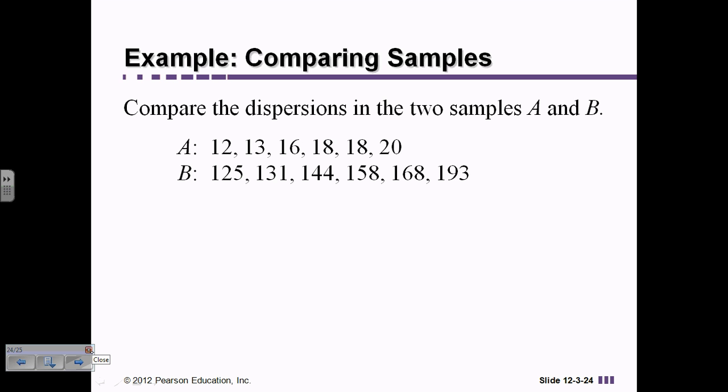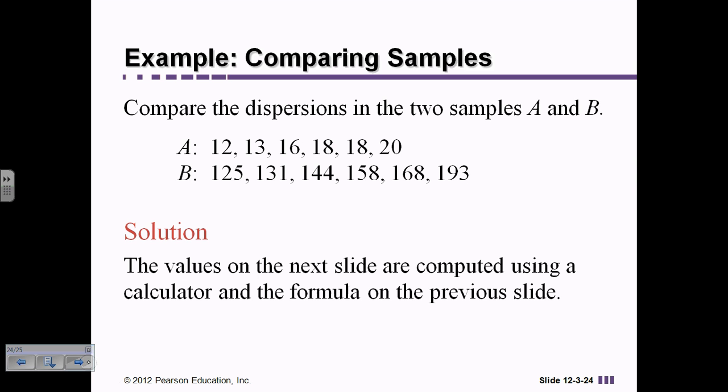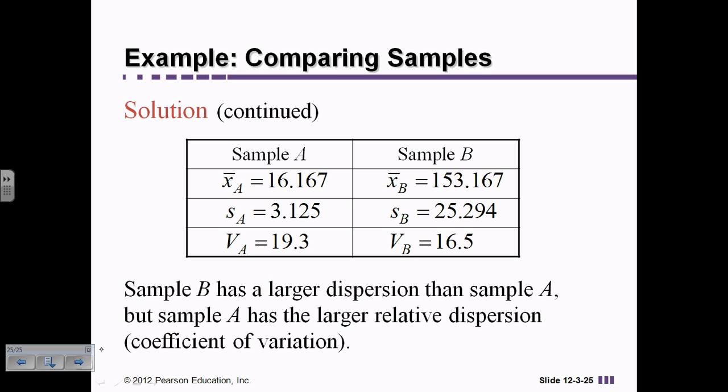So here we want to compare the dispersions of these two samples, A and B. Using your calculator, you can do all of the calculations that you need to do, so I've gone ahead and calculated them. In sample A, the average, which means 12 plus 13 plus 16 plus 18 plus 18 plus 20 divided by 6, is 16.16. The standard deviation, which is a lot more calculations, but we just went through examples with that, of sample A is 3.125.